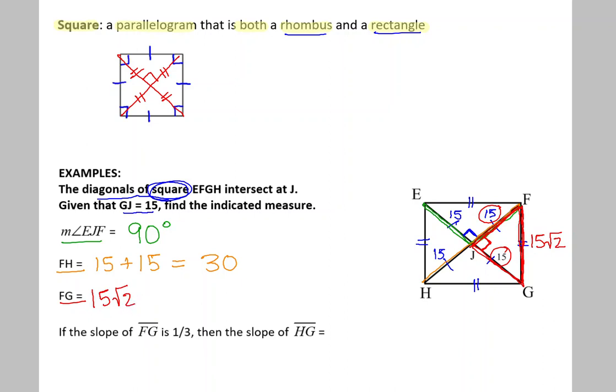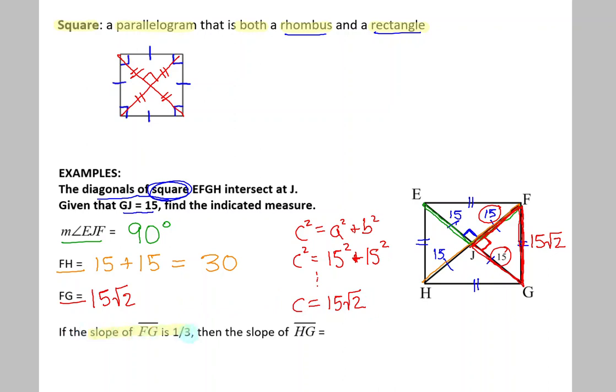If we don't remember the special right triangles, we can always use the Pythagorean theorem, c squared equals a squared plus b squared, c being the hypotenuse, the one that we don't know yet, and a and b being the two congruent legs, 15 and 15. We can solve this the normal way with the Pythagorean theorem. Either way, we still get c being 15 times the square root of 2, or an equivalent decimal answer if that's your choice.